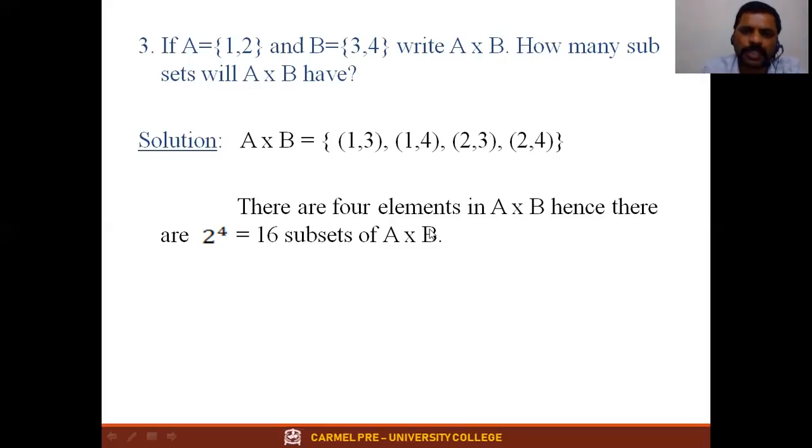They want how many subsets? That's why I just wrote the number. If they ask what the 16 are, you are supposed to write all the 16.